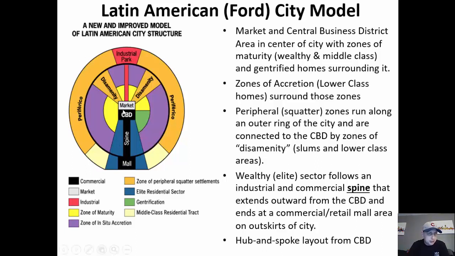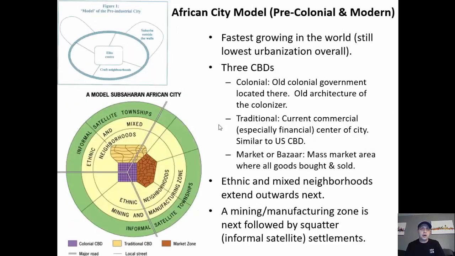You realize it's kind of hub and spoke. You've got your CBD market, you've got the wealthier communities around there, and your richest, most elite communities surround the commercial spine. You're going to have your periphery on the outsides, and then what are called zones of disamenity that connect the periphery to the center of the city. Latin American model, know it. That's the only thing I can tell you.